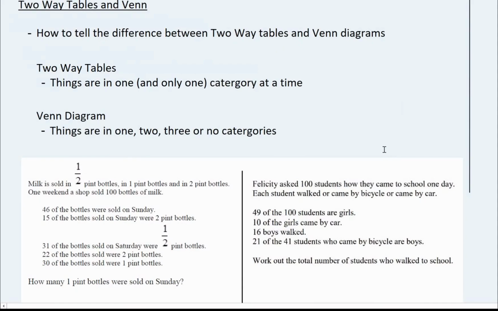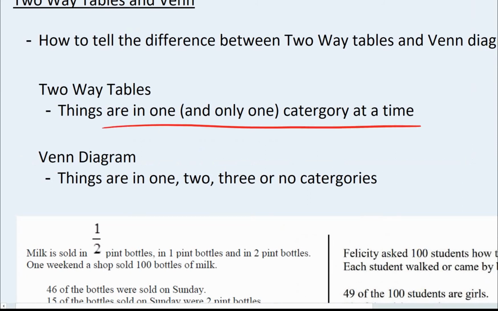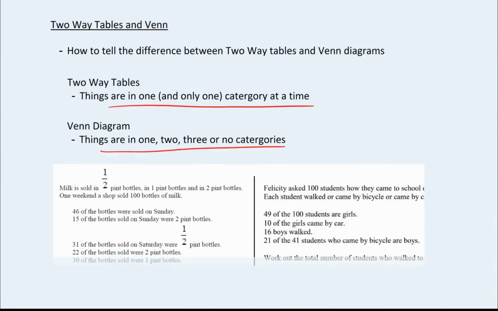The key difference is that in a two-way table, things can be in one and only one category at a time. A normal example is boys and girls, where you can only fit in one category. Next, we have Venn diagrams. Here the main difference is things can be in 1, 2, 3, or even no categories at a time. There's no limit. So let's look through a few examples.